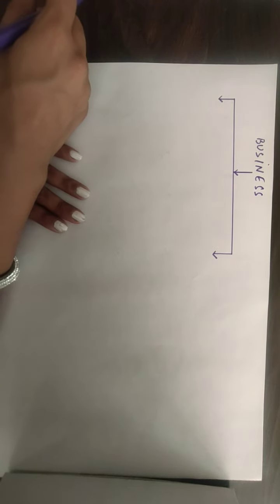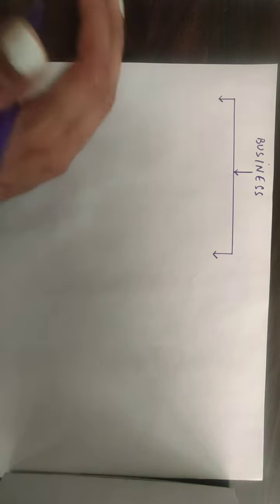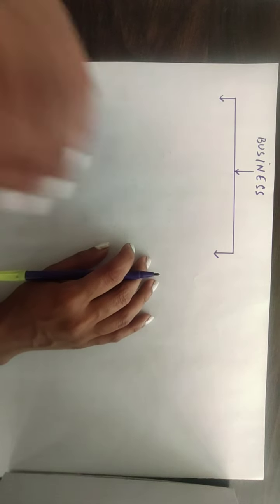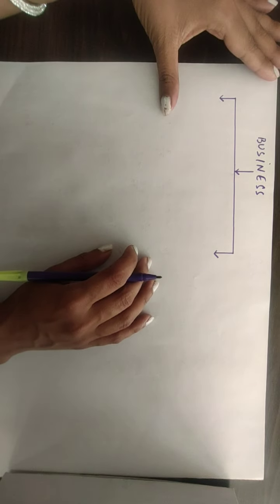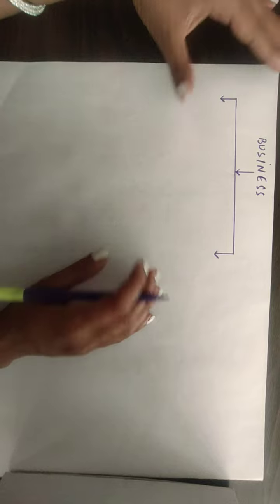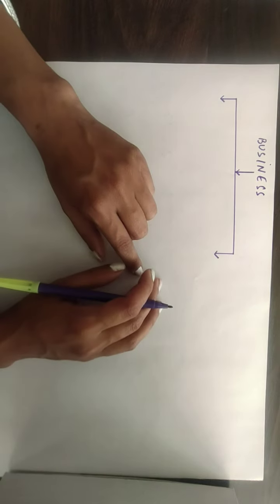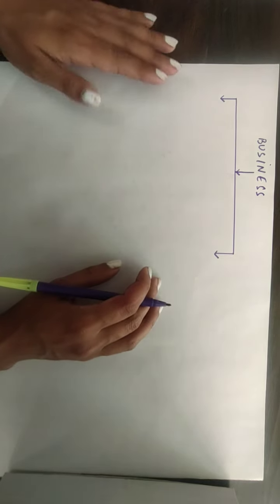Today I'm going to start with a new topic, that is business and its types. That means what are the types of business activities. Now first, I've already made the video. If you've not seen, please check the previous videos in which I have already explained what is a business, what are its characteristics, right? How does a business work?